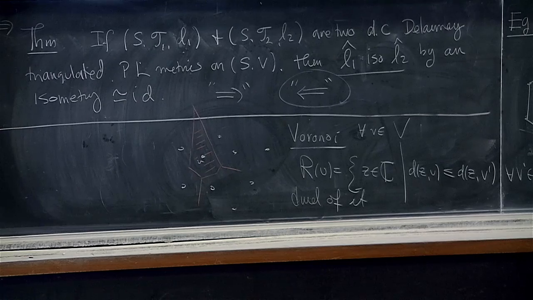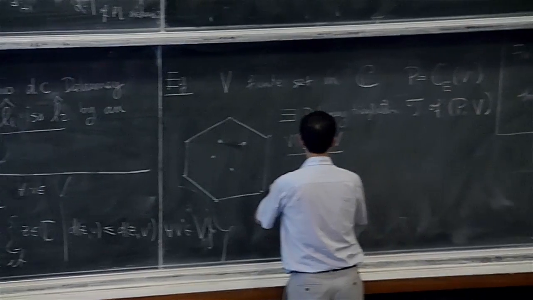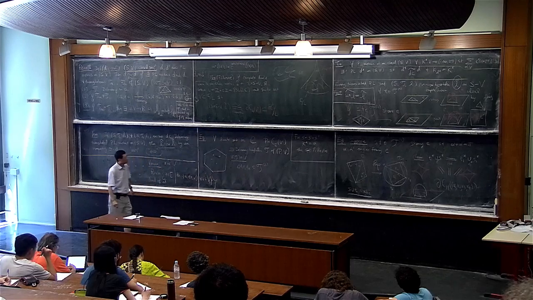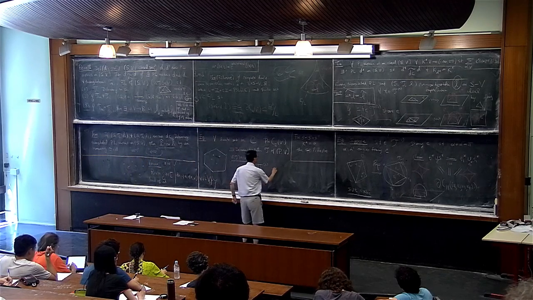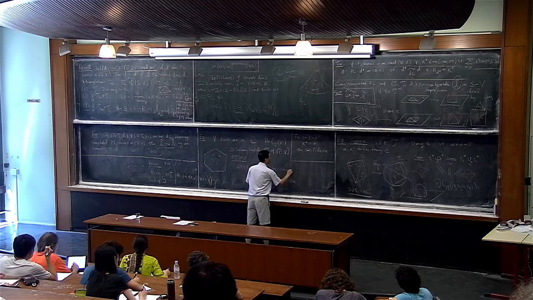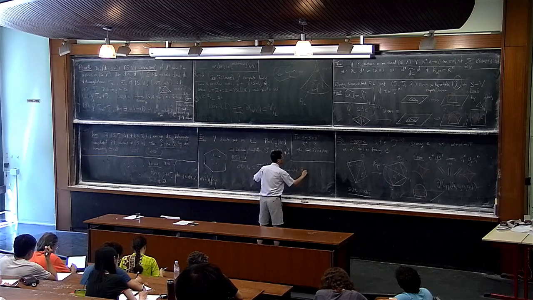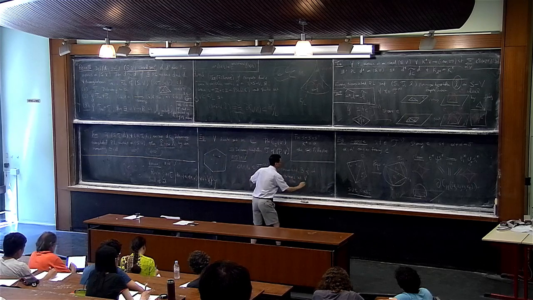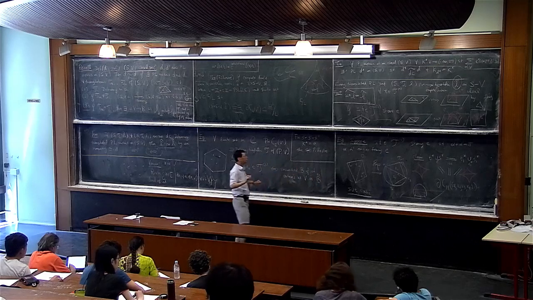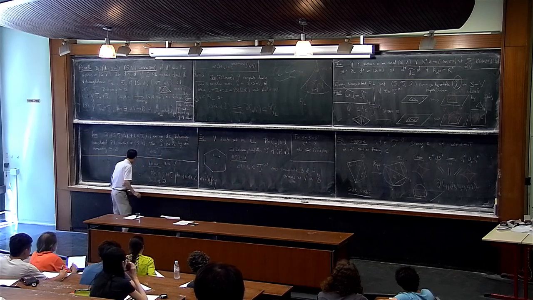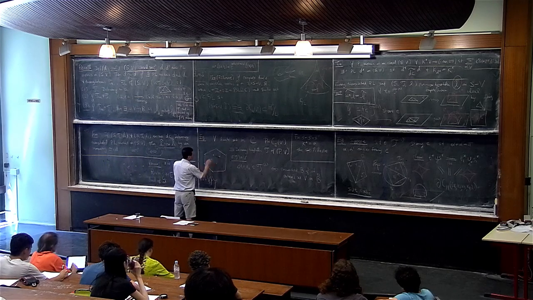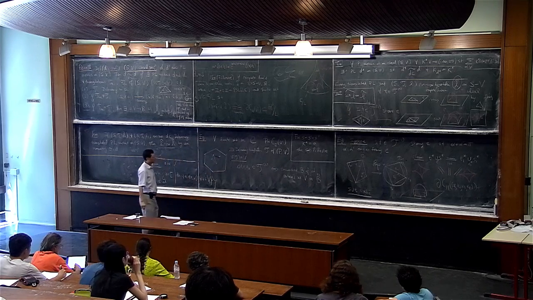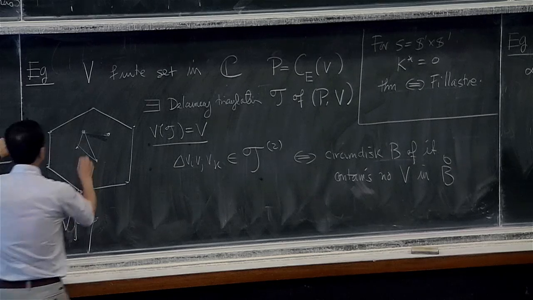So what is a triangle? I give you three vertices, vi, vj, vk. It is a triangle in the Delaunay triangulation if and only if the circumdisc B of it contains no V in its interior. This is a very simple criterion. If I give you a triangle like that and ask whether it is a triangle in the Delaunay triangulation, you just check the circumdisc.